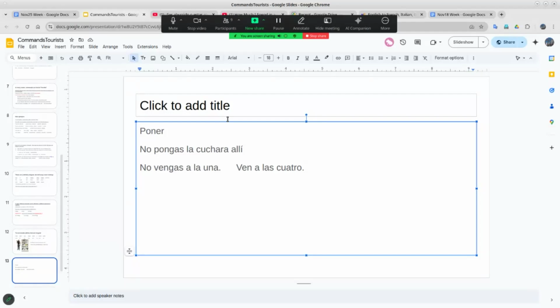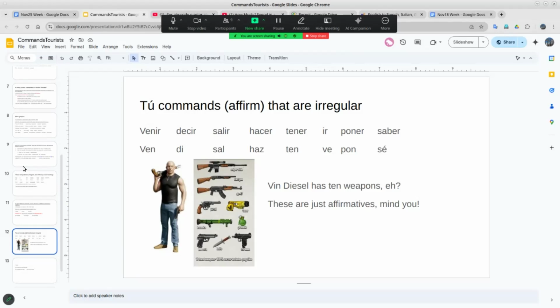So, Marilyn, those two commands that are irregular in the affirmative are not irregular in the negative. These are only the irregular.